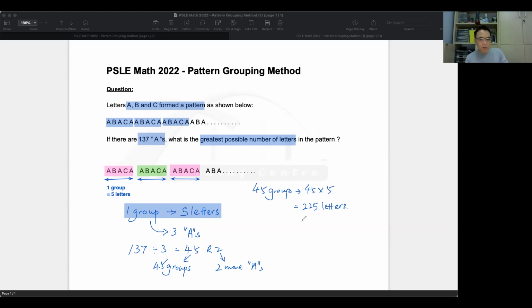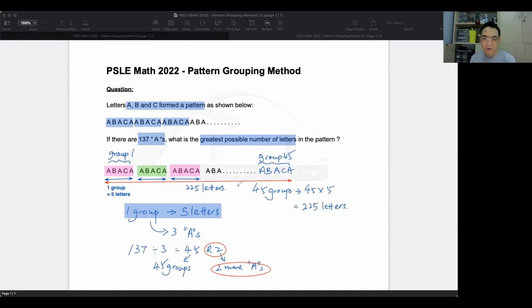However, this doesn't end the question, because now I know that I have an extra 2 A's. So these 2 A's, if you want to put it at the back just for visualization, would be A, B, A, C, A. So if this was group one, then this would be group 45. Up to this point, from here to here, I would have a total of 225 letters for this red arrow. This is just to make it clearer for you. So this is 225 letters.